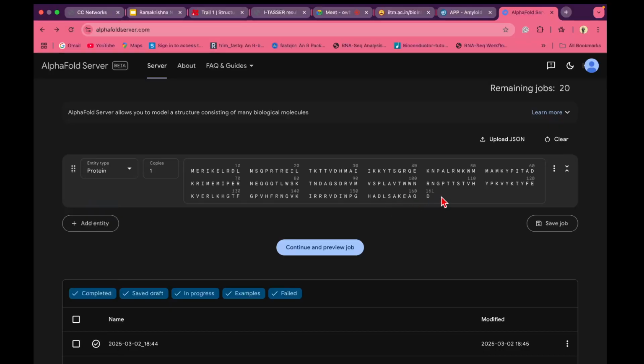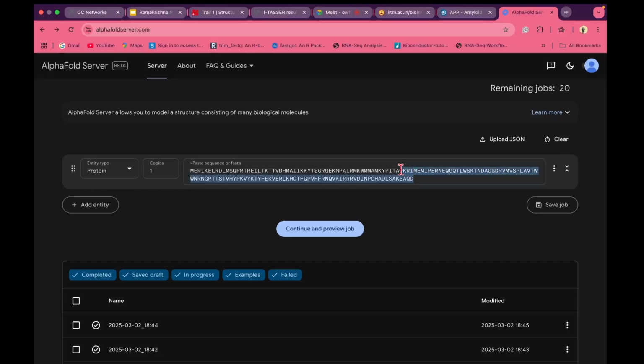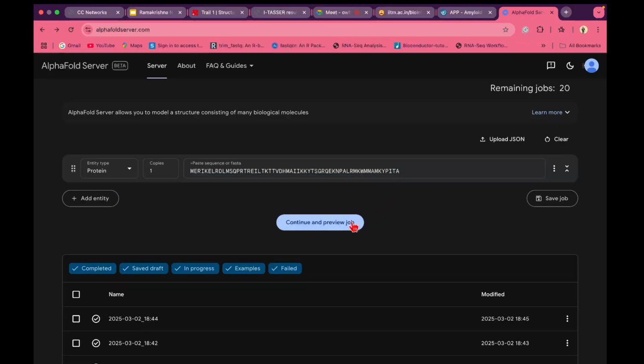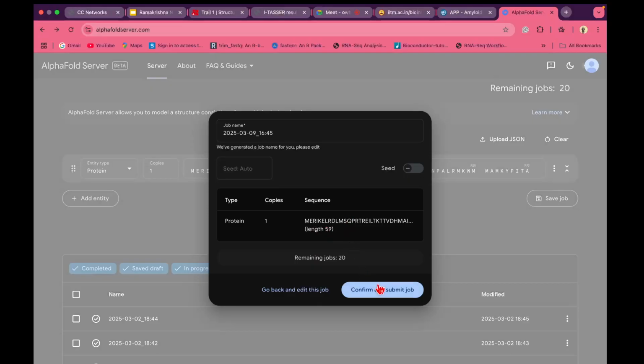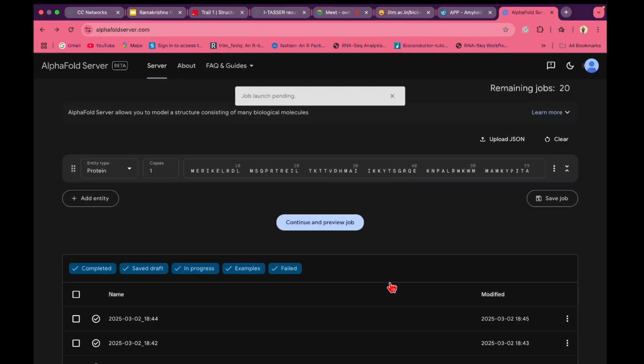So here I have made a sequence. Let me reduce the sequence for a faster run. I have selected entity type protein, number of copies. These copies mean number of chains. So now a structure will be generated with one chain. I submitted the job.